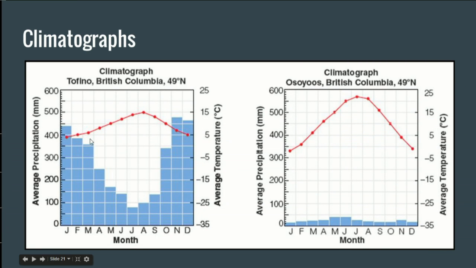And if you look at the red lines here, this is the temperature. The temperatures are pretty similar, but the amount of rainfall is vastly different. So we can ask questions like, why is that rainfall so different? What makes Osoyoos special? Why is there very little rainfall in Osoyoos compared to Tofino? They're at the same latitude.